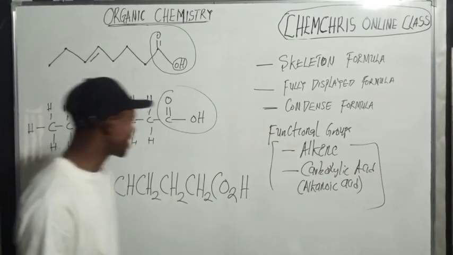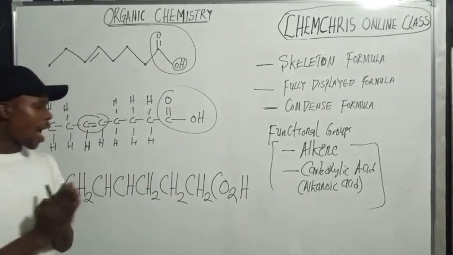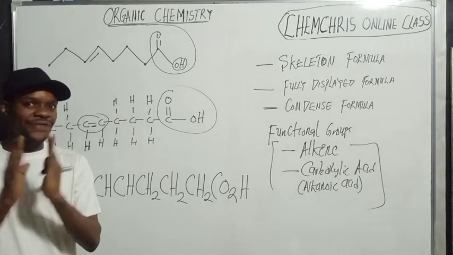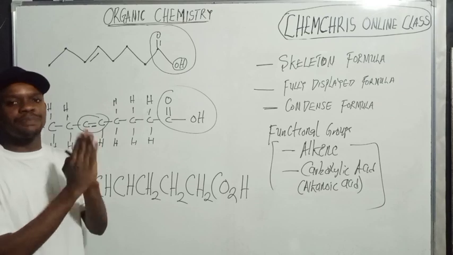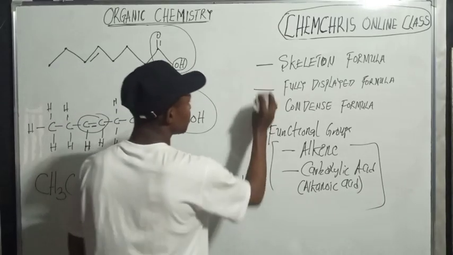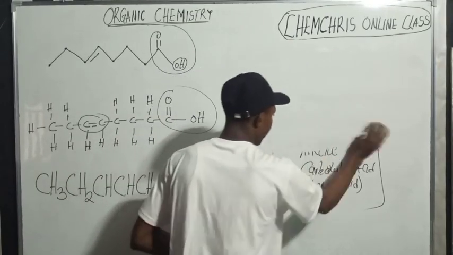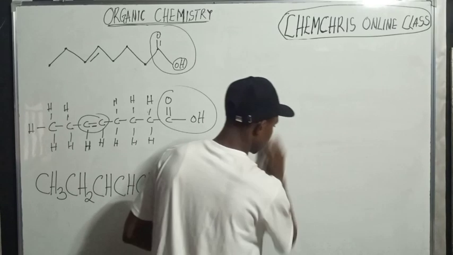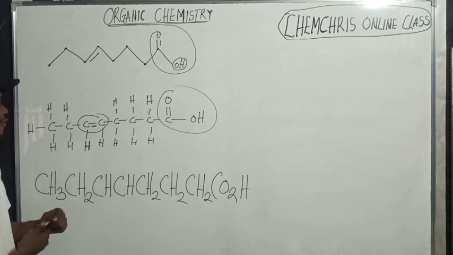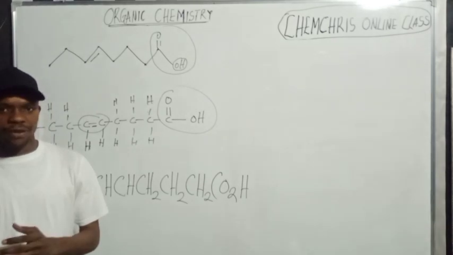Very important. The next thing you want to do here is the number of pi bonds and sigma bonds. How many pi bonds do we have here and how many sigma bonds do we have here? As a chemistry student, it's very, very important to know how to count the number of pi bonds and sigma bonds. So what I want to do here, I'll be wiping this place out. So let's look at it very well. Now, let's get the number of pi bonds. How many pi bonds do we have?